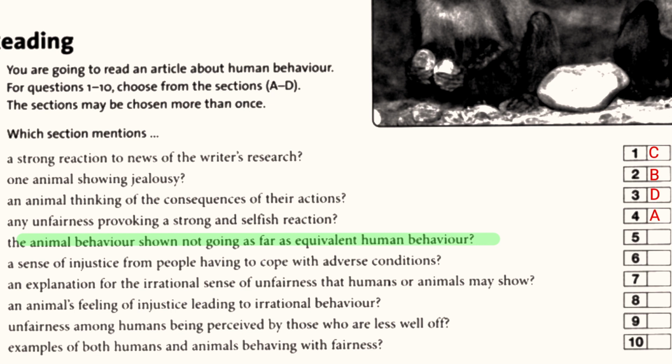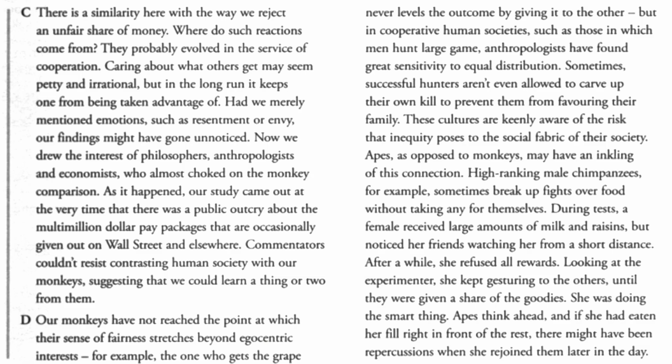Let's go and have a look at section D and see if I'm on the right track. So yes, the first sentence in section D says, our monkeys have not reached the point at which their sense of fairness stretches beyond egocentric interests. For example, the one who gets the grape never levels the outcome by giving it to the other. But in cooperative human societies, such as those in which men hunt large game, anthropologists have found great sensitivity to equal distribution. So a clear comparison there between monkey behavior, monkey indignation, and humans' understanding of the importance of eliminating inequality.